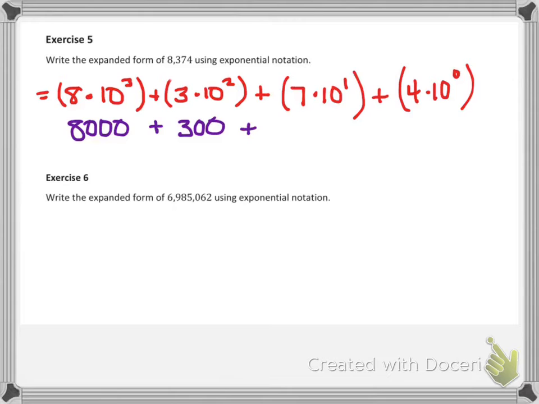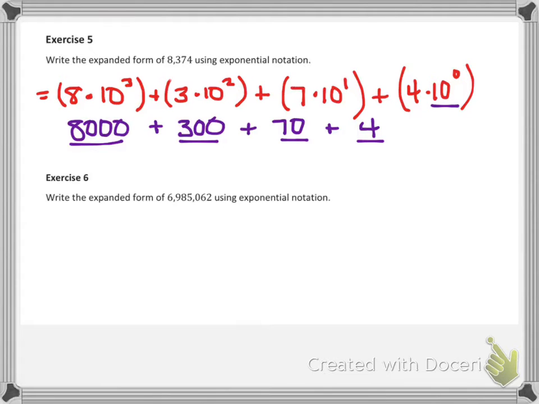And then we have 7 times 10 to the 1st power. Well, 10 to the 1st power just means 10. So that's 7 times 10, which is 70. And then the last one is where we come into our work today. We know that 10 to the 0 power is 1, and 4 times 1 is 4. So then when we add all these up, we have 8,374, and that is exponential notation.